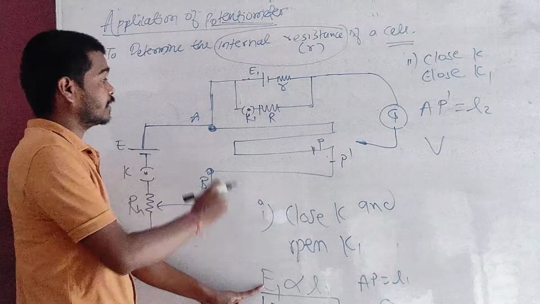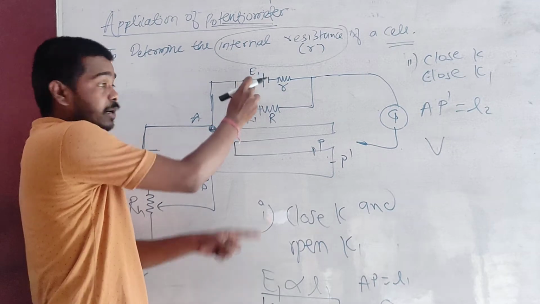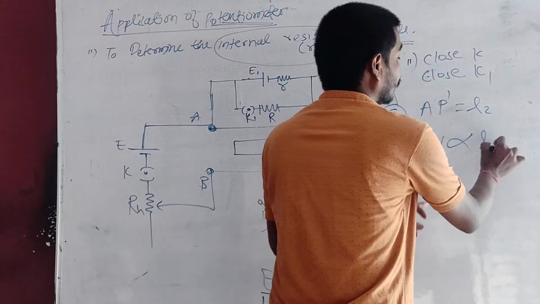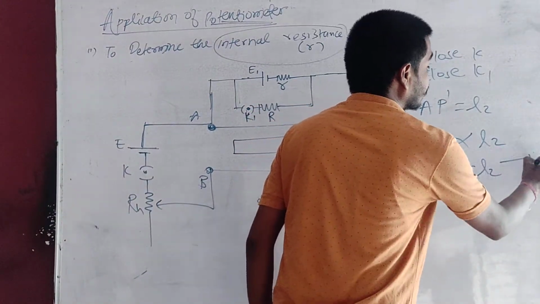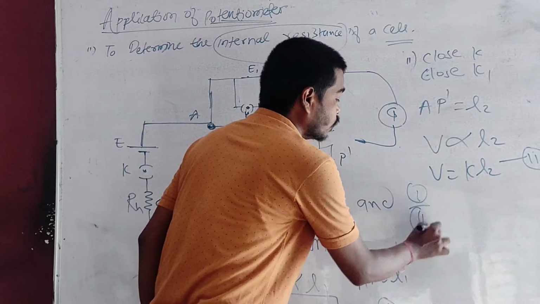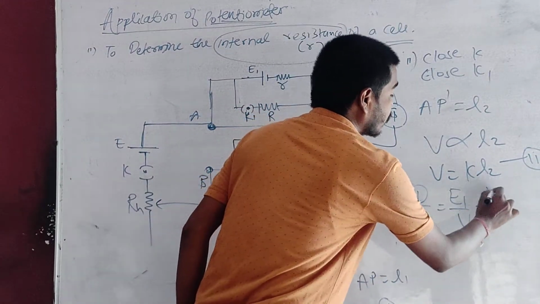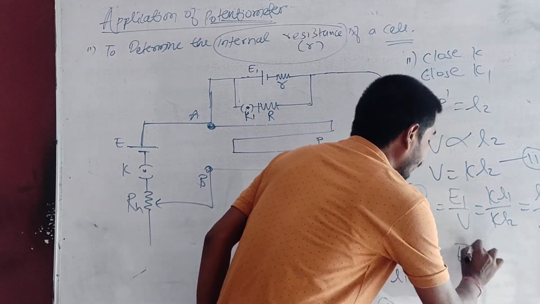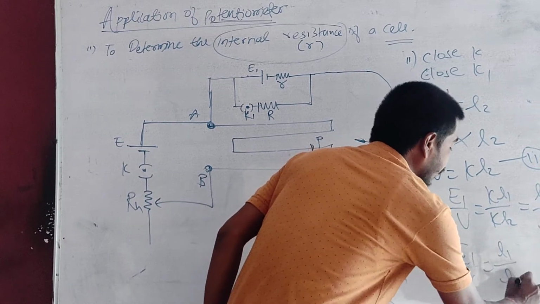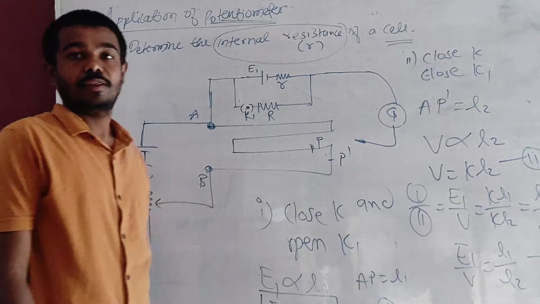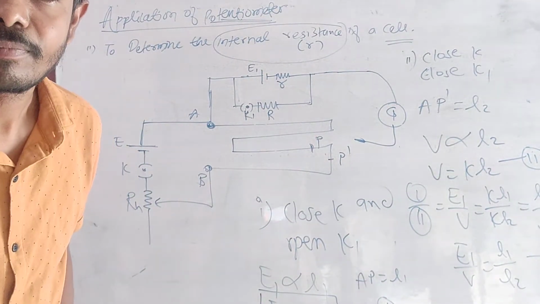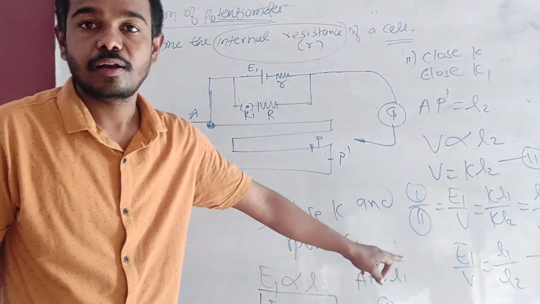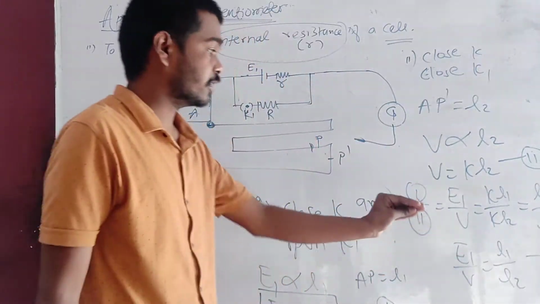Here in the first case, the null point is obtained due to E1. But by adding this resistance, the potential difference changes. Say that potential difference is V, which is proportional to L2, so V is equal to K into L2, equation number 2. Divide equation 1 by equation 2. E1 by V is equal to K L1 by K L2, means E1 by V is equal to L1 by L2, equation number 3. Equation number 3: E1 by V is equal to L1 by L2.